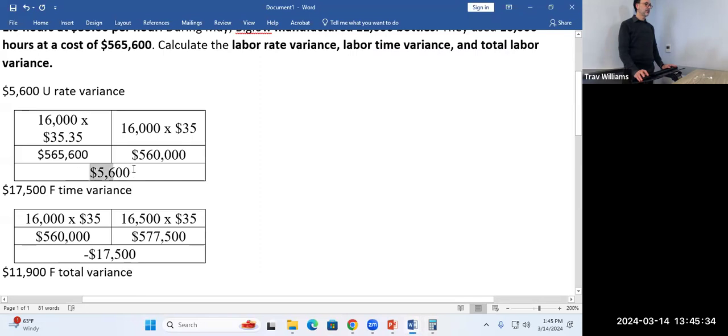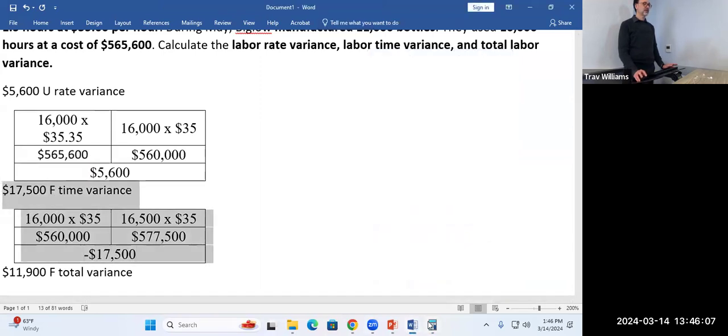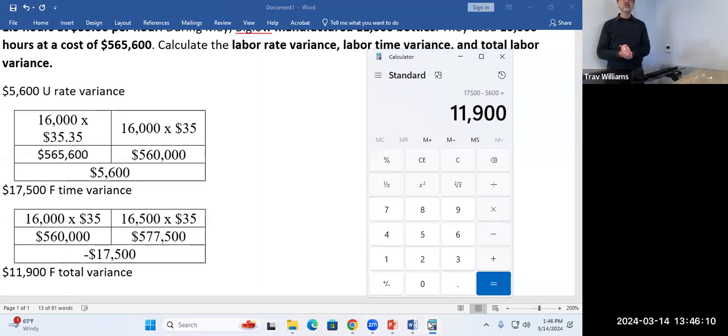Again, we've got a positive number and a negative number, right? So you could take the positive number and subtract the negative number. You get the same thing. You could find the difference between the two. And then you just have to think, which one did we have more of? The favorable was larger, so that means our answer is favorable. Whatever makes the most sense for you, you just have to somehow combine the rate variance and the time variance to get a total variance.